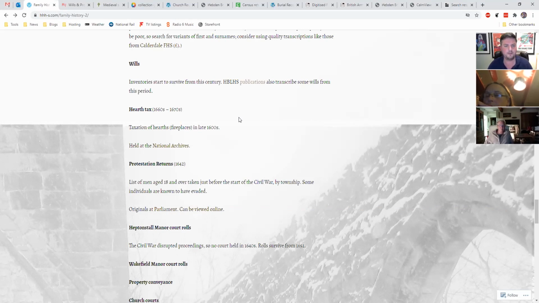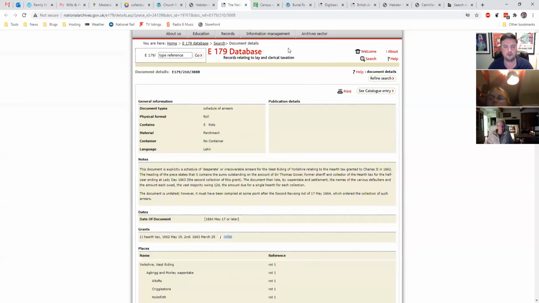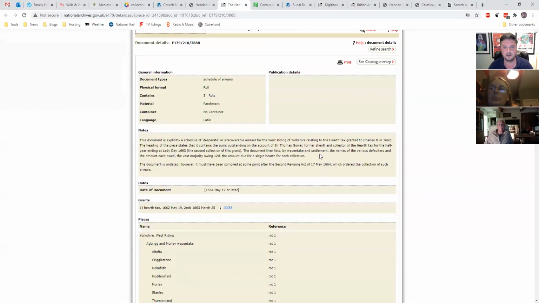But if you can get to the National Archives and search through their E179 database, they're very easy to read. They're just lists of names, and they're really useful. They're pretty much a census. They name the heads of households, including people who are exempt.